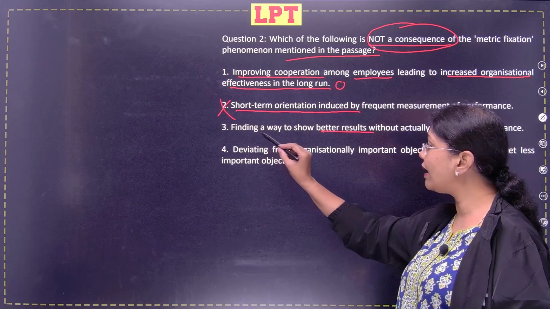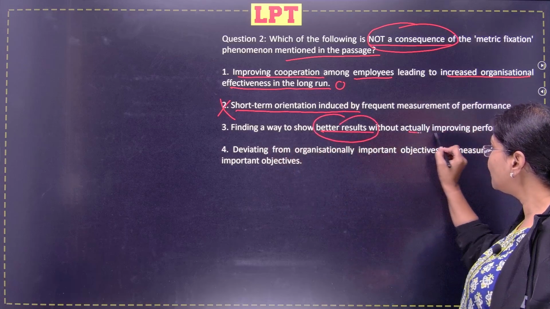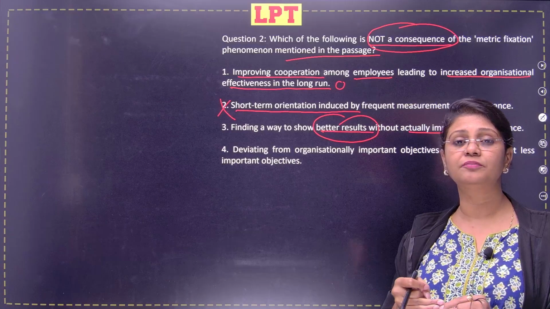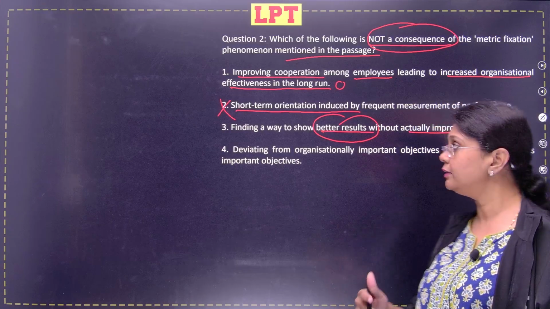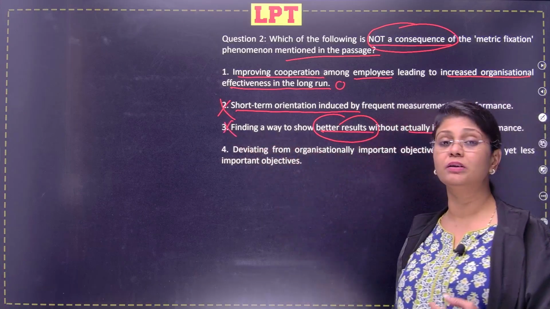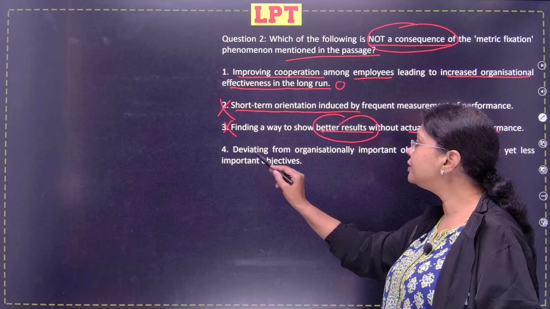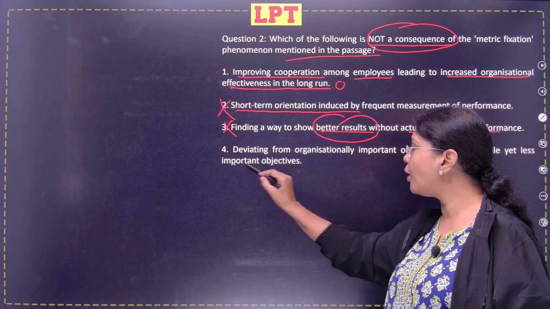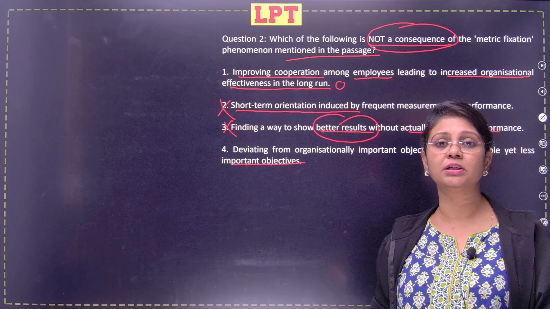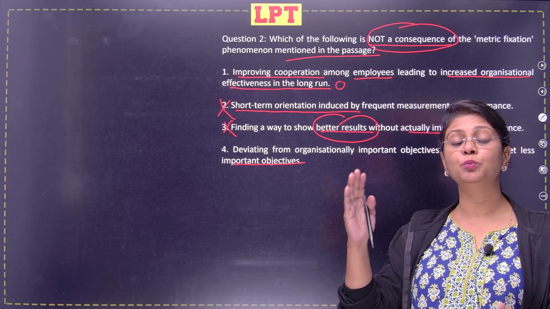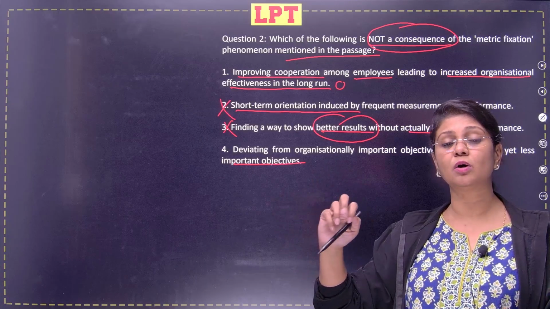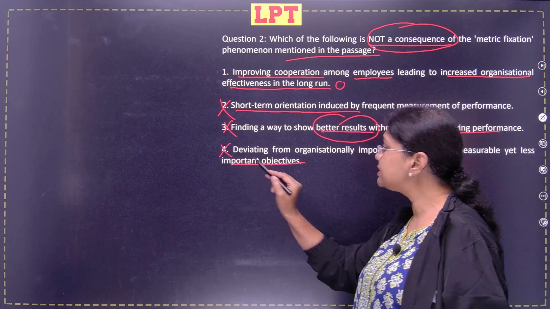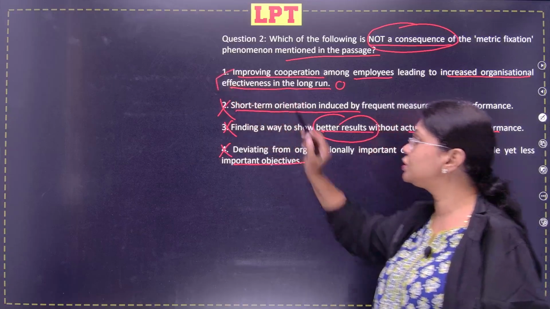And it also says finding a way to show better results without actually improving performance. So the example of the police officer and the example of the surgeon was a testimony to that. So again, this will be cancelled out because this is a consequence of metric fixation. Fourth says deviating from organizationally important objectives to measurably yet important objectives. Even this has been mentioned in the passage because the author says that you may compromise the company's or the organization's long-term goals as opposed to their short-term goals. So even this will not be the answer choice. The answer would be option number 1.